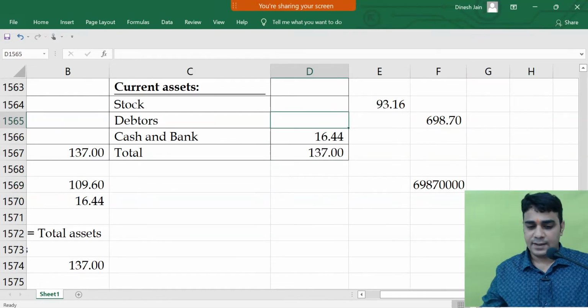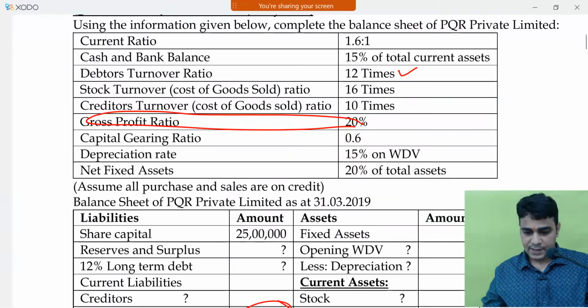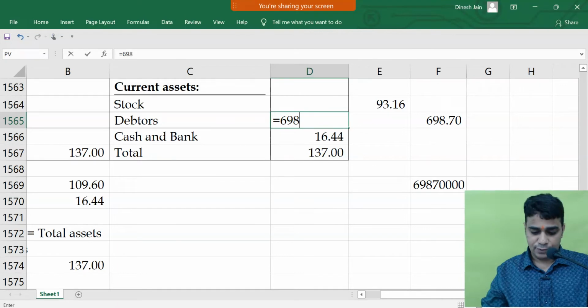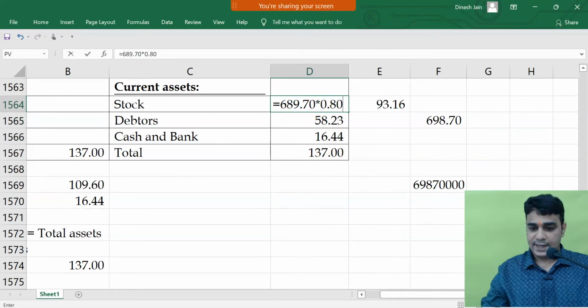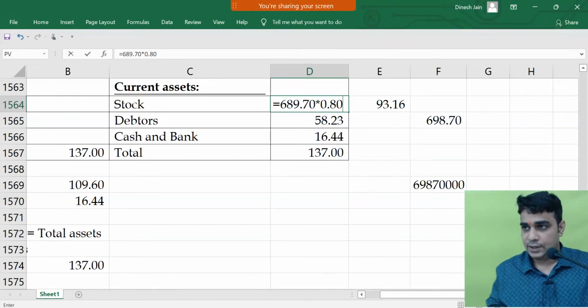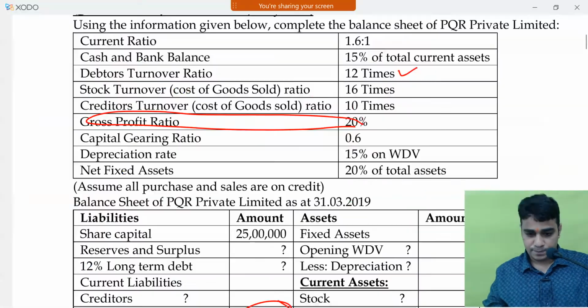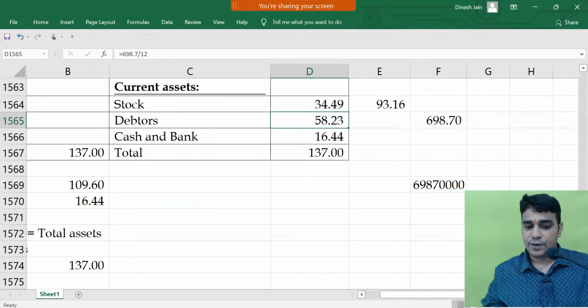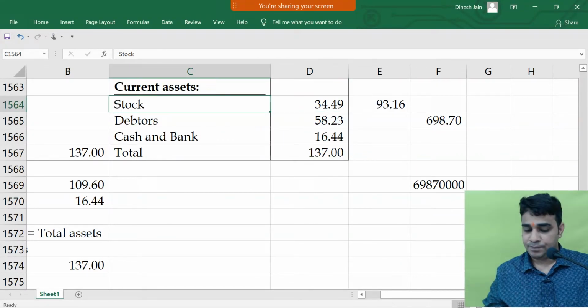Beyond this is a formality. Your debtors is 698.70 divided by, what was the debtors turnover ratio? 12. Your stock is 698.70 into 0.80, COGS, divided by what ratio? 16 times. So we have got the stock and debtors done.